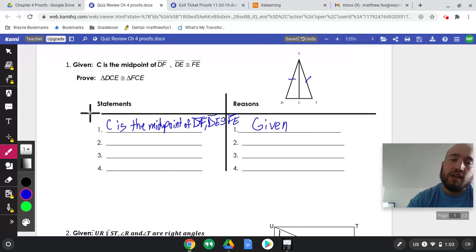Now, anytime we're given some information, it's not always the case, but usually that's something important for us. So if C is the midpoint of DF, we know then that DC and FC have to be the same length. They are congruent. So DC is congruent to FC. And the reason is just our definition of midpoint.